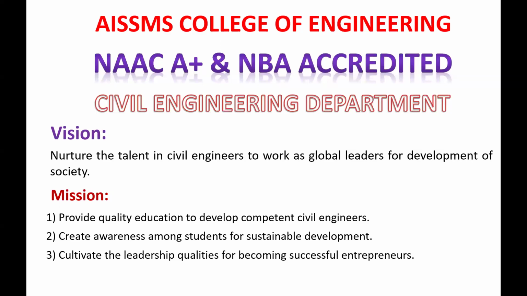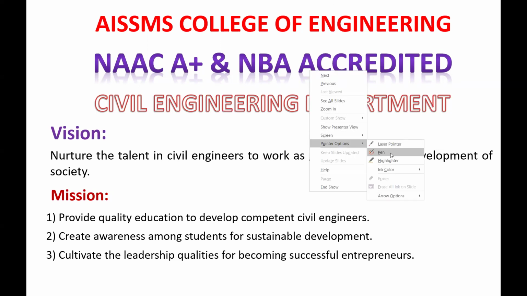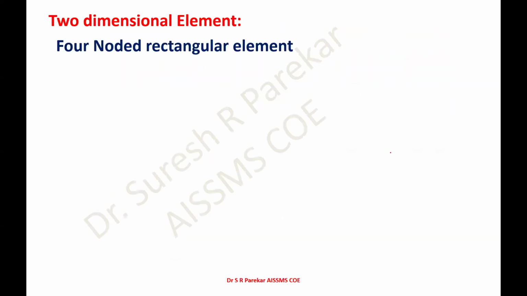Good evening. Now we are going to see the shape functions for a 2D element, where we are going to consider a rectangular element, and again by using Lagrange polynomials. This is the third part of Lagrange shape functions. So we have taken a two-dimensional, four-noded rectangular element.